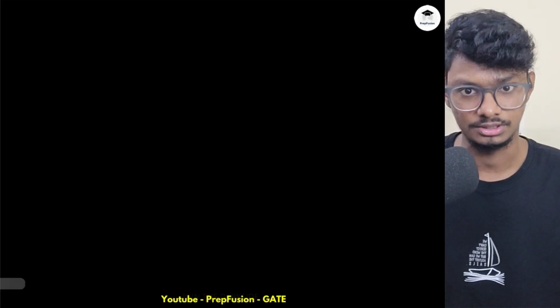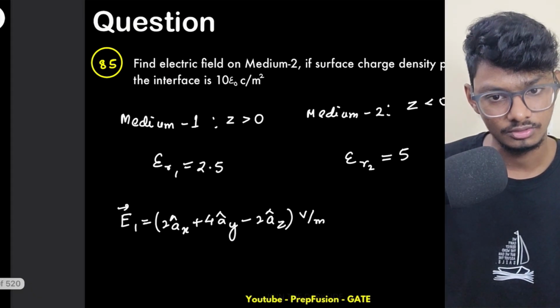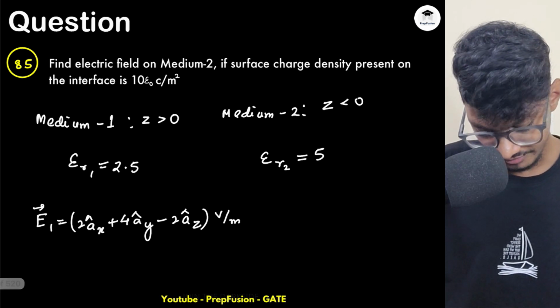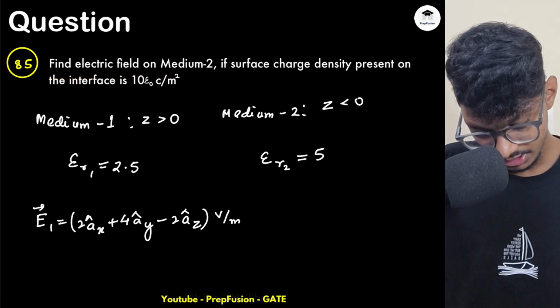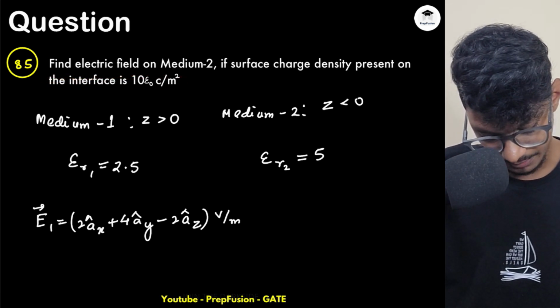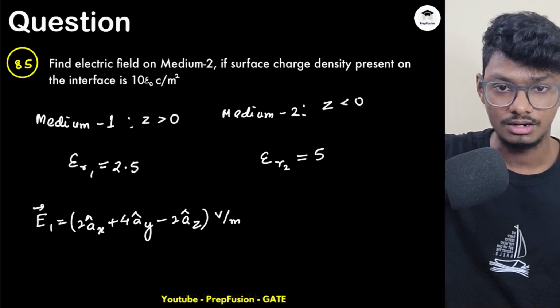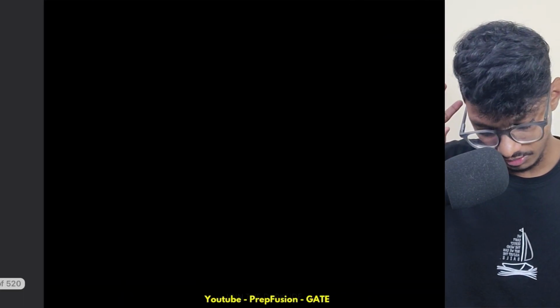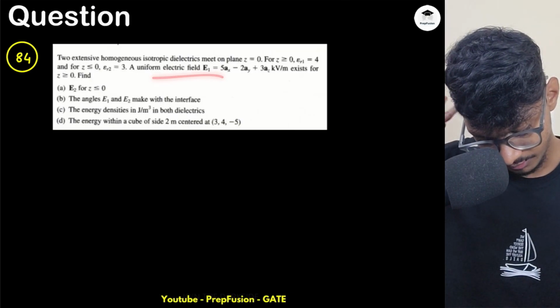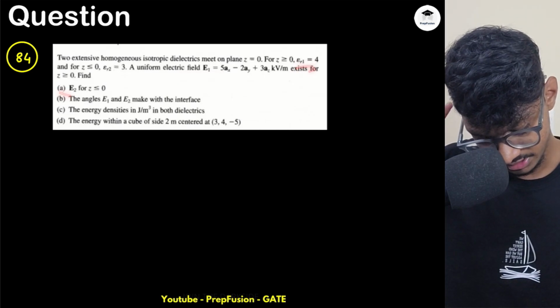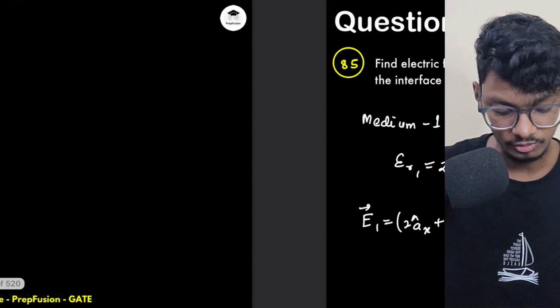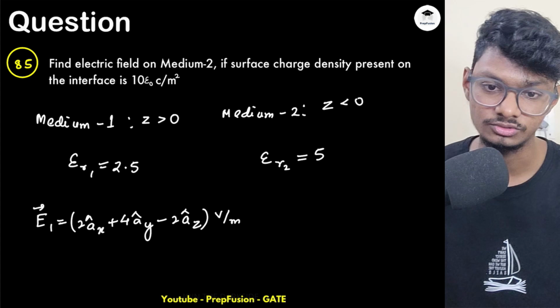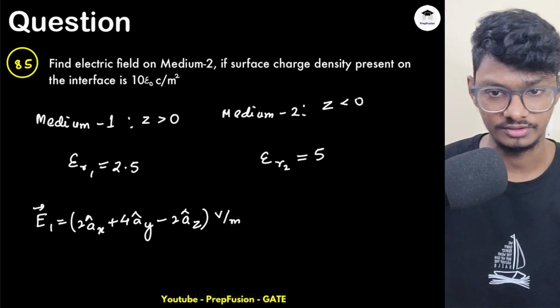Okay, so there is another interesting question, that's why I am giving you this homework. We have to find the electric field in the medium 2 if the surface charge density present on the surface is 10 epsilon naught. Because up until now they haven't mentioned anything about the surface charge density, right? There isn't any surface charge density, but we have to do a question with surface charge density as well, so that you have a good grip on all of the concepts.